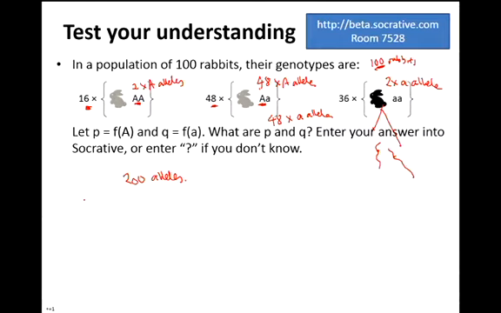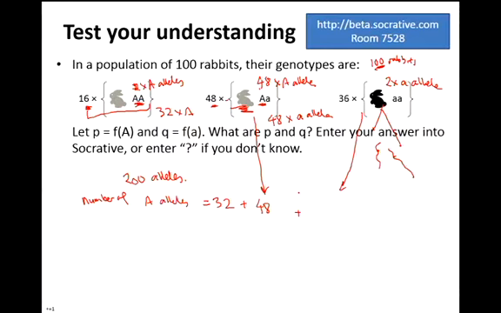Okay, so then we can think about the numbers. The number of big A alleles: each of these 16 rabbits has two big A's, which means in this group here, we have 32 big A alleles. Each of these 48 rabbits has one big A and one little a, which means from here we can get 48 big A alleles. From here, how many big A alleles are there? None. Good. That's the number of alleles, but if we wanted to work out not the number but the proportion of alleles, then we just need to divide this by the total number of alleles in the population, which is 200.